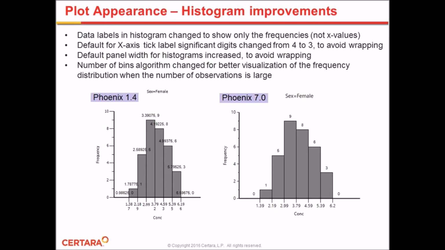We also increased the default panel width for histograms to also help avoid that wrapping of the labels. And also the number of bins algorithm was changed to get a better visualization of the frequency distribution when the number of observations is large. In this particular example that I have, it has the same number of bins. But if you're an NLE user, you know that some of the histograms in the output had a large number of skinny bins, and if you get too many bins, you don't get a good visualization of your frequency distribution.